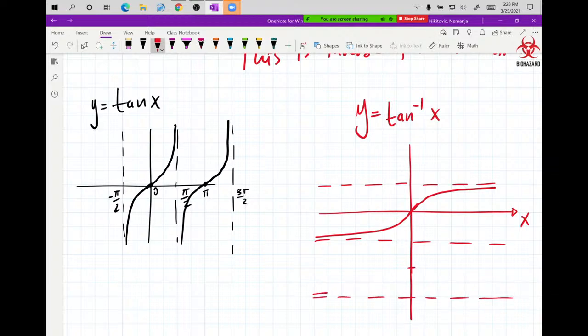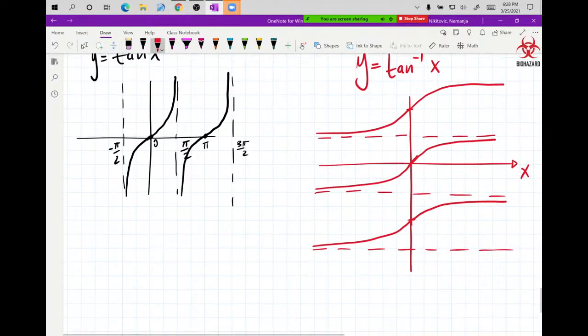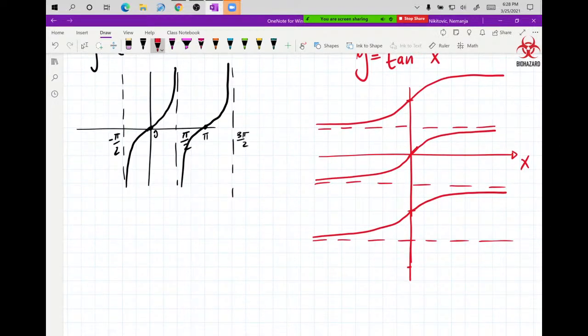And they're all stacked on top of each other. And it's going to go forever. There is another one over here, right? Going through like that. Forever. Is it a function? Hell no. It fails the vertical line test, right?